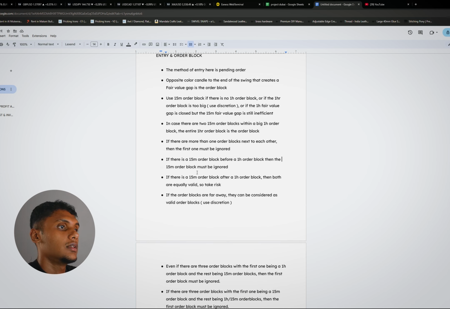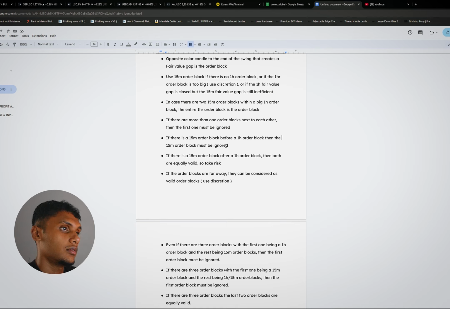Okay, and this is only if there are two order blocks. When there are two order blocks, it's very obvious the first one has to be ignored. But when there are two order blocks and there's one 1 hour order block and below it there's a 15 minutes order block, in that situation we'll be taking the 1 hour. Okay, but then if there are three, then we'll have to ignore the first one because it's most likely to be a bait.